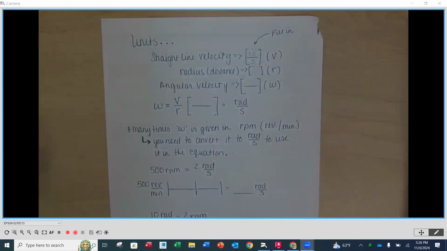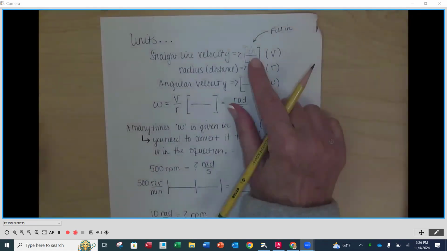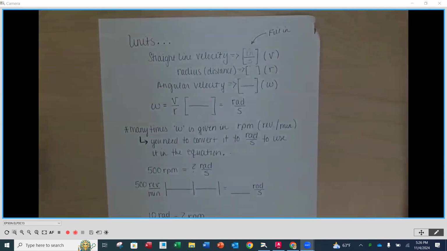Our book is predominantly, I think almost exclusively, oh no, there's been some metric, but the majority are going to be English. So now bouncing off of that for our inches per second, the next one is going to be radius or distance. So what are appropriate units for radius or distance?